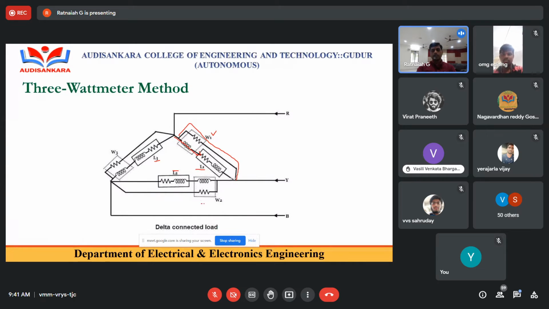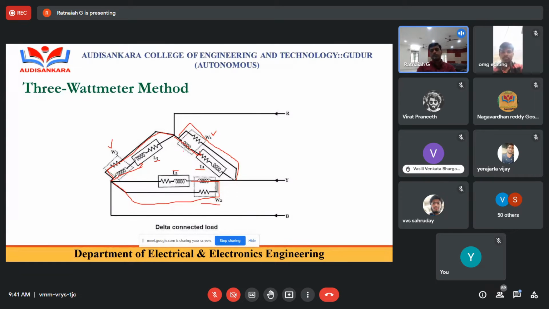Similarly, for the next wattmeter, the current coil is connected in series with L2. The pressure coil, or voltage coil, is always connected across the load. Similarly, for the third wattmeter, I connect the current coil in series with L3, that's the load L3, and the pressure coil is always connected across the load.